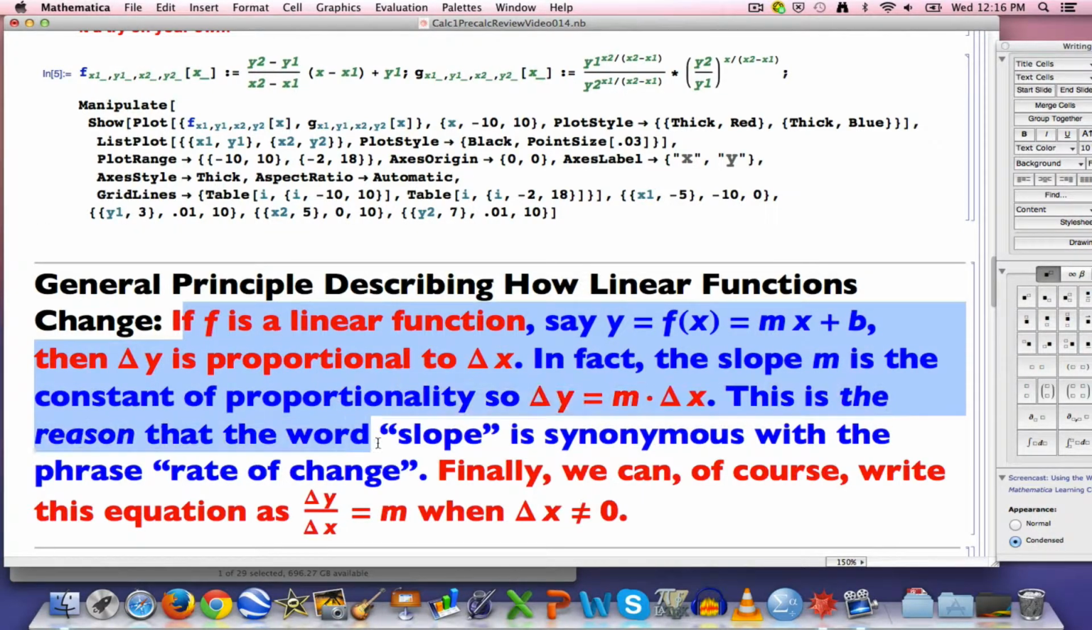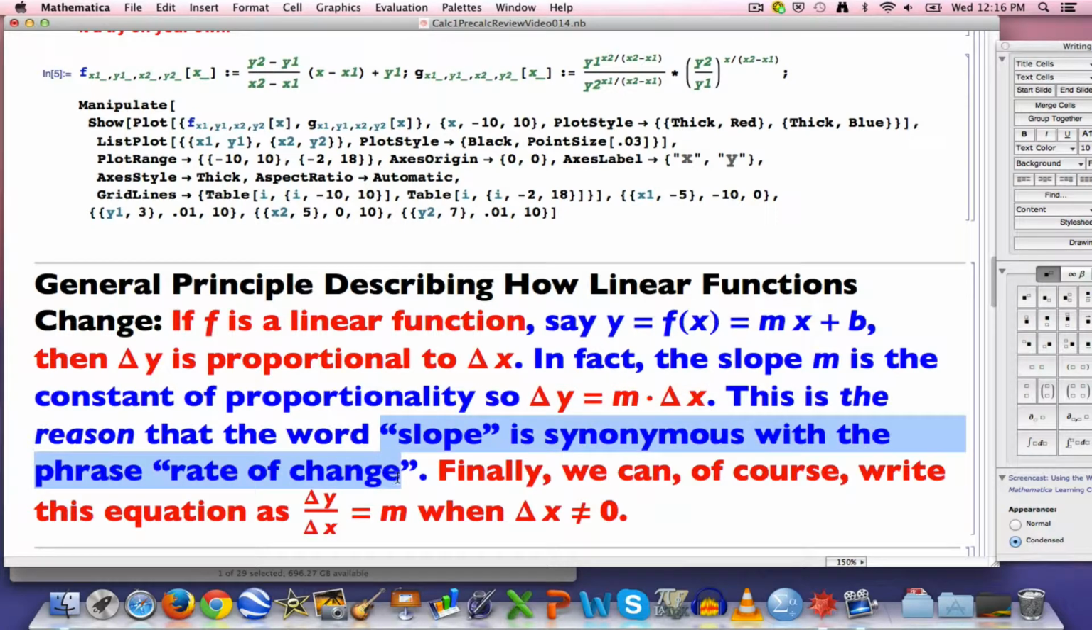If f is a linear function, then say f of x equals mx plus b, then delta y is proportional to delta x. For a given change in delta x, you can in fact determine the value of delta y by multiplying delta x by the constant of proportionality, which happens to be the slope m. Okay, and that's why we call the slope the rate of change.